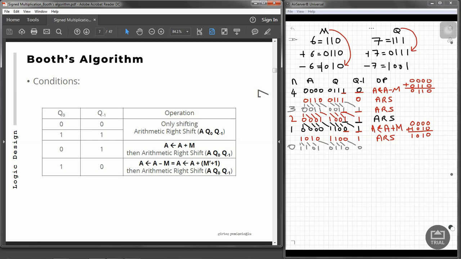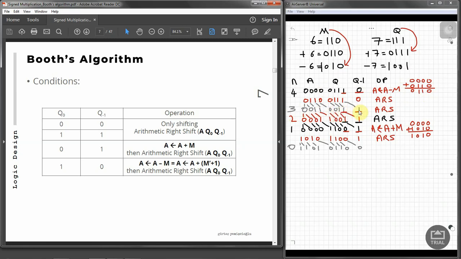So I'm just going to repeat once again. As this is 1 0, we have to perform a minus m. So we performed a minus m, we got 0 1 1 0. So 0 1 1 0 is there. Then we perform arithmetic right shift. So that's shifted and we decremented n. Now we have got 0 0 1 1 0 0 1 1.